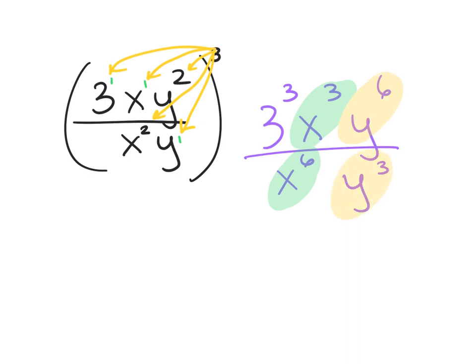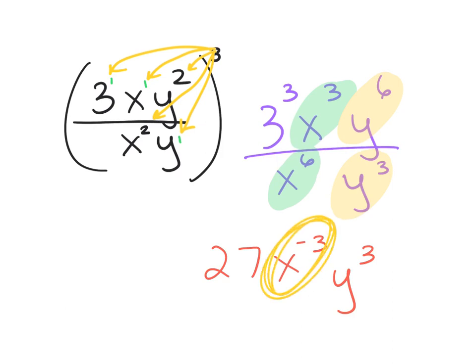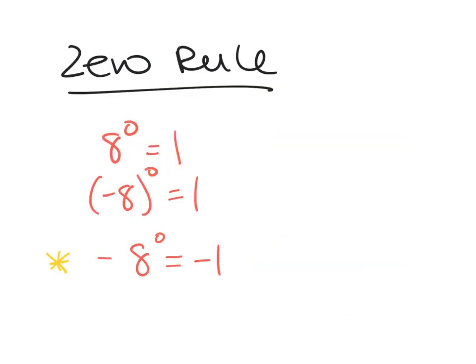All right, so I have 3 to the power of 3, which is 27. Then I have x to the power of negative 3, and then y to the power of positive 3. I'll talk about this a little later, but this is not a good final answer because you can't have a negative exponent. So this one needs a little bit more work, but I'll explain what you're going to do with that in a second, okay?